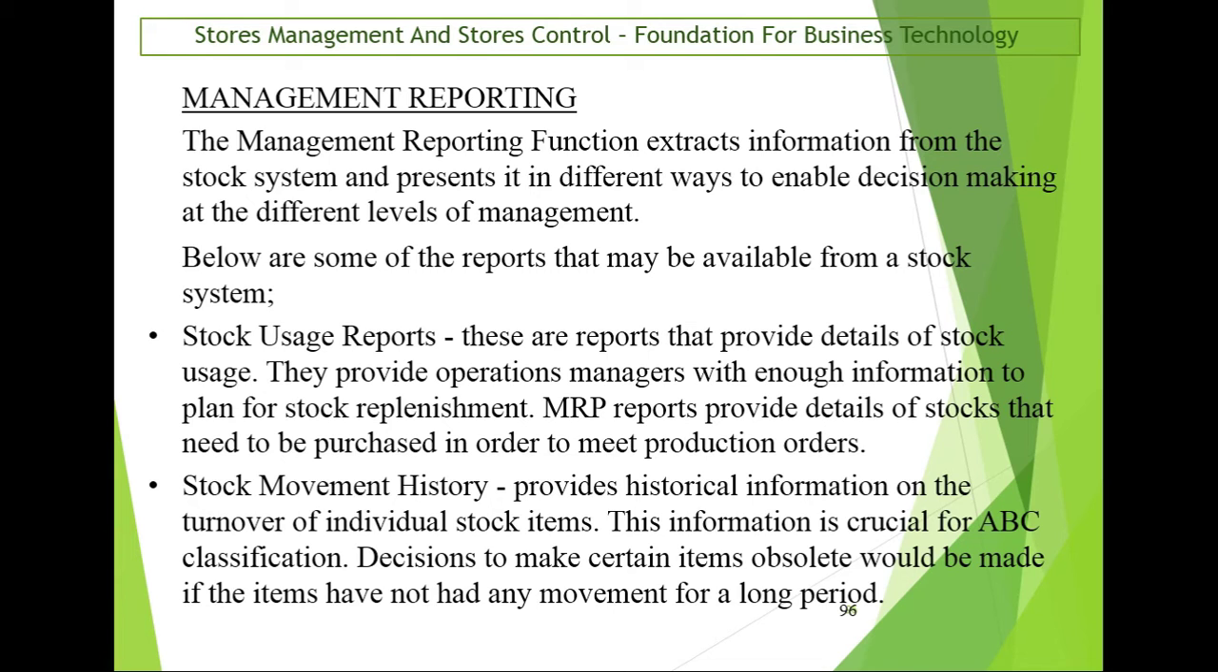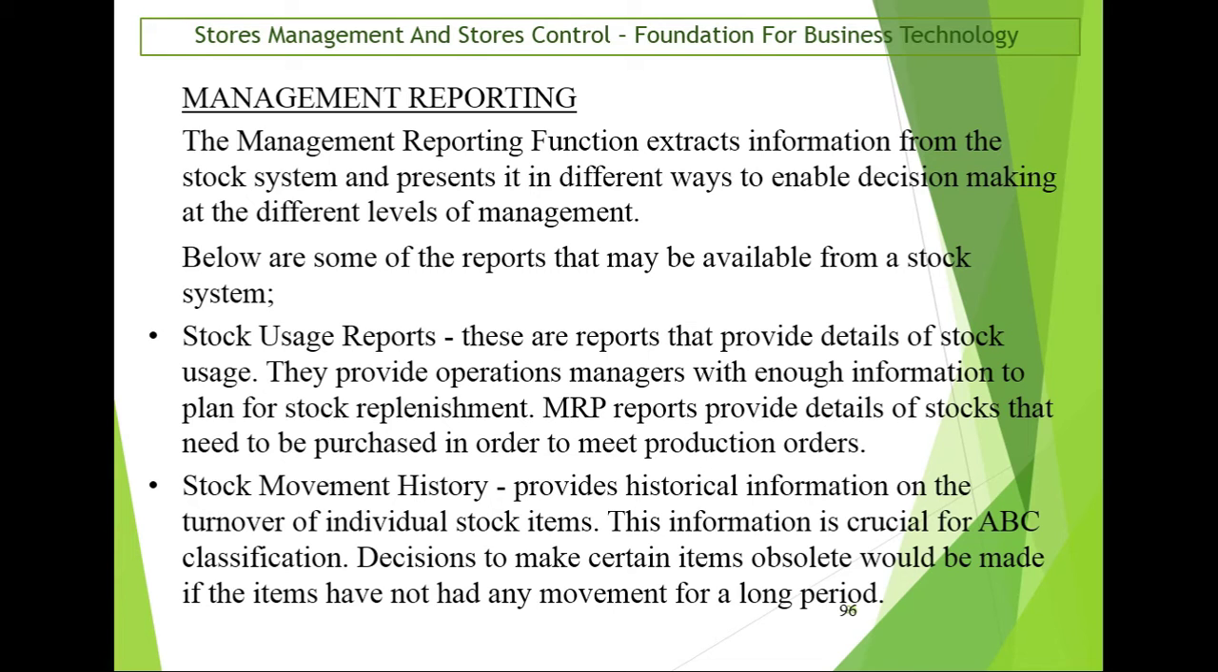Another type of report is a stock movement history. So this provides historical information on the turnover of individual stock items. This information is crucial for ABC classifications, the one that tells us which are the fast moving and the slow moving items.